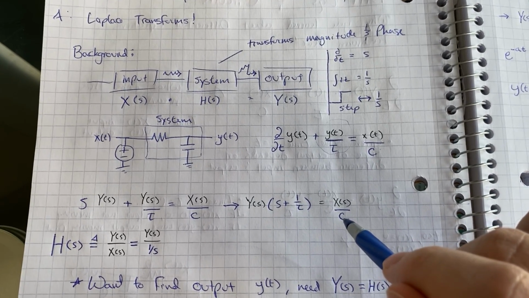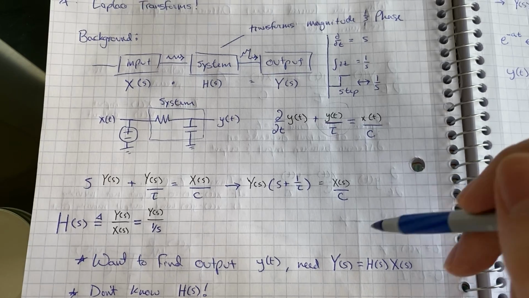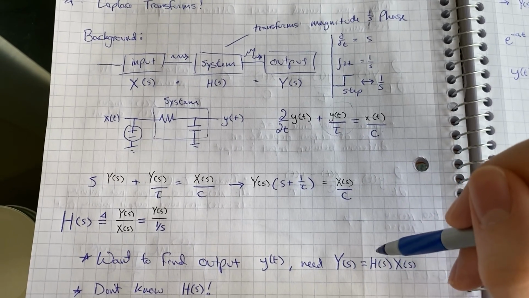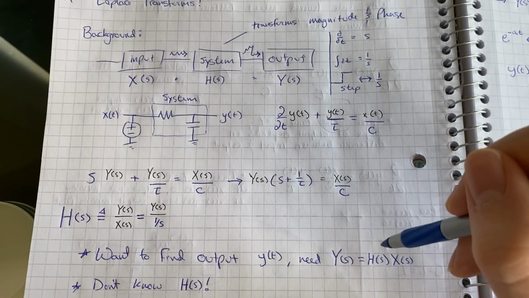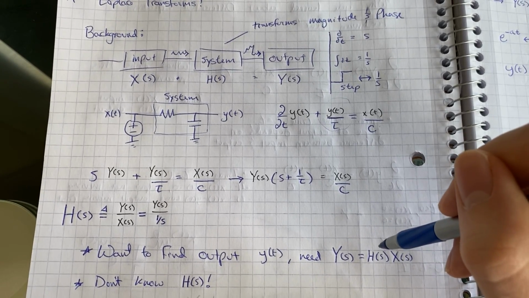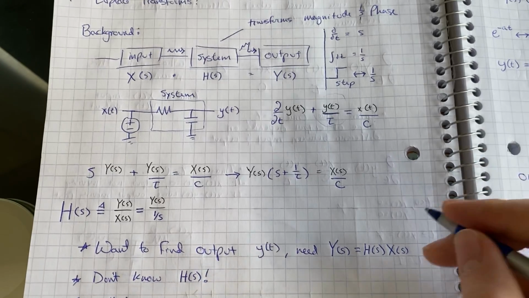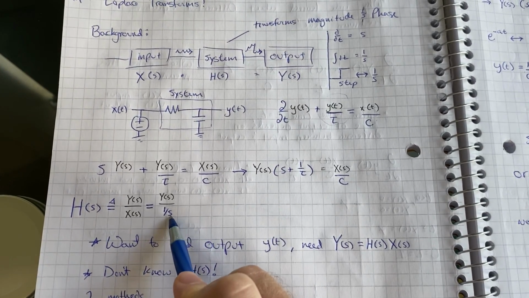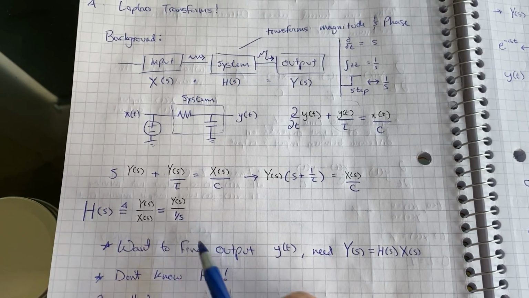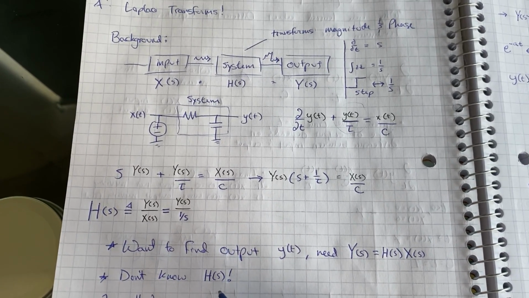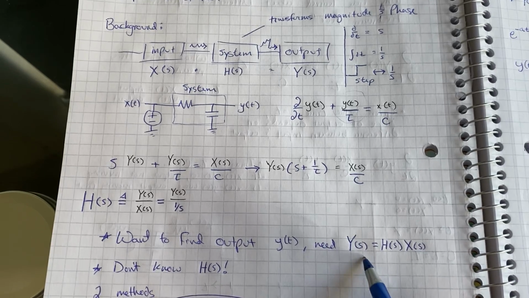And so what we really want is Y(s) so that we can take the inverse Laplace and then get the time domain representation. So we know X(s) is 1 over s here, if we look at this equation. But now we don't know what H(s) is, so we can't really find Y(s).